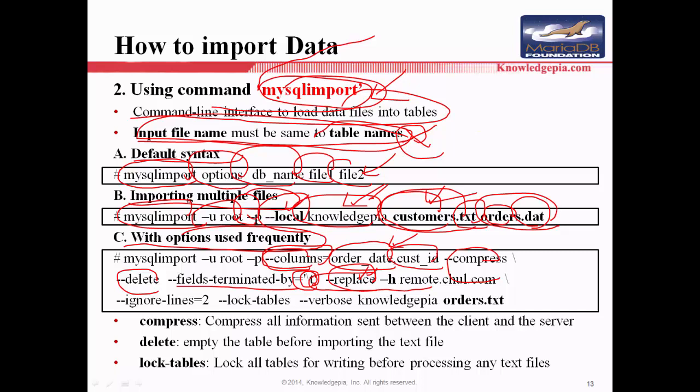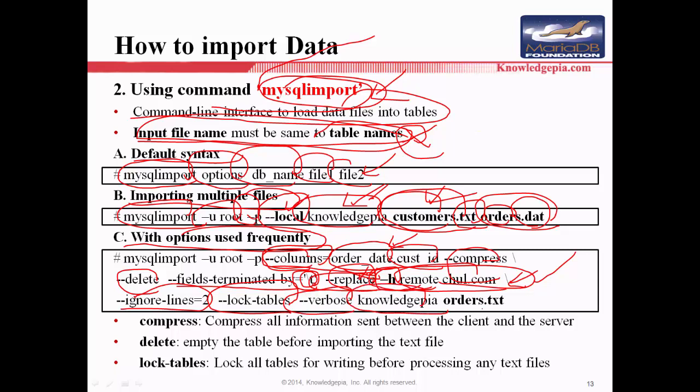It means if you meet a duplicate key, then delete the old data and insert only the new data. H means remote, so if we want to insert this kind of data into a remote database, we can use these options. Ignore lines too, I already explained in the previous page: ignore the first 2 lines in the database file. And verbose means show the messages in detail.